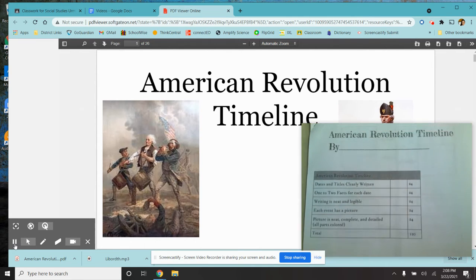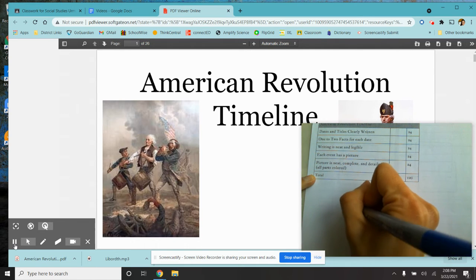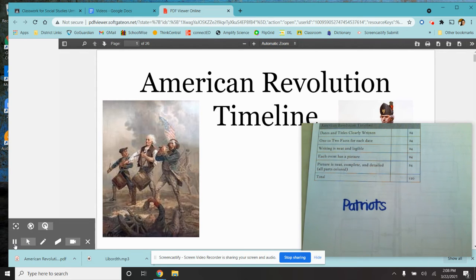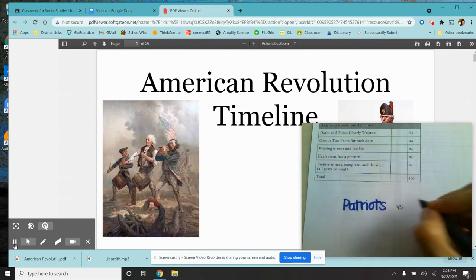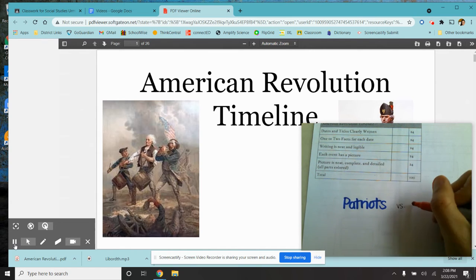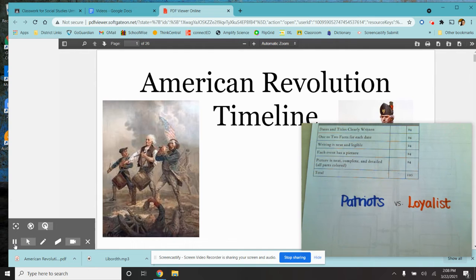And what I want us to first note after you put your name is that we have 2 sides to our revolution. We have the Patriots, New England Patriots, my football fans, somewhat. And we have our Loyalists, right? Our redcoats, those who are loyal to the king. So throughout this is red, by the way. It comes out orange on the camera, but it is red.